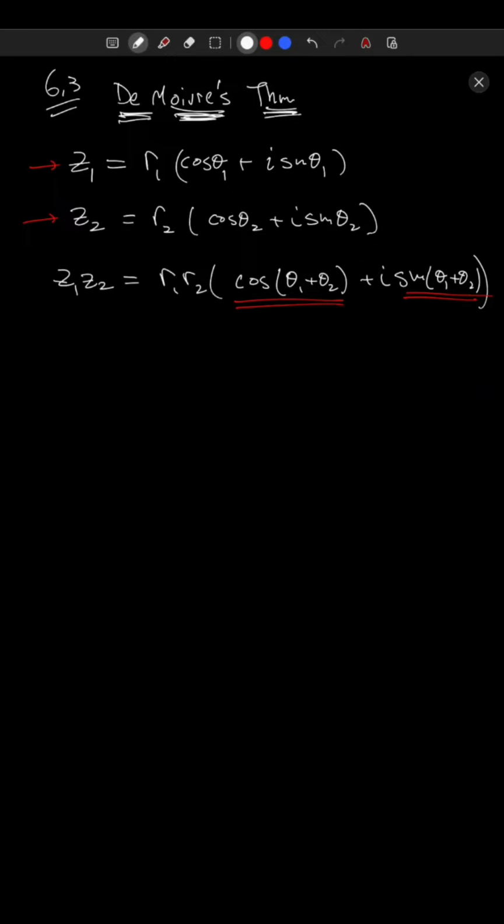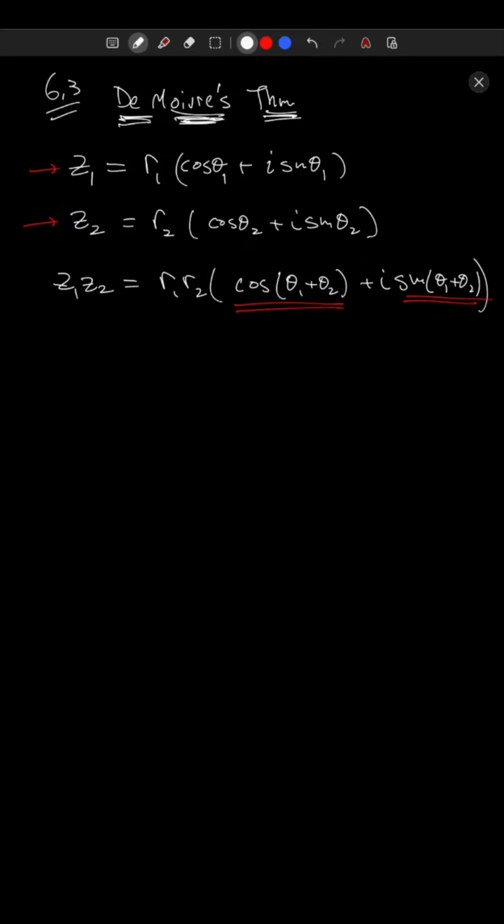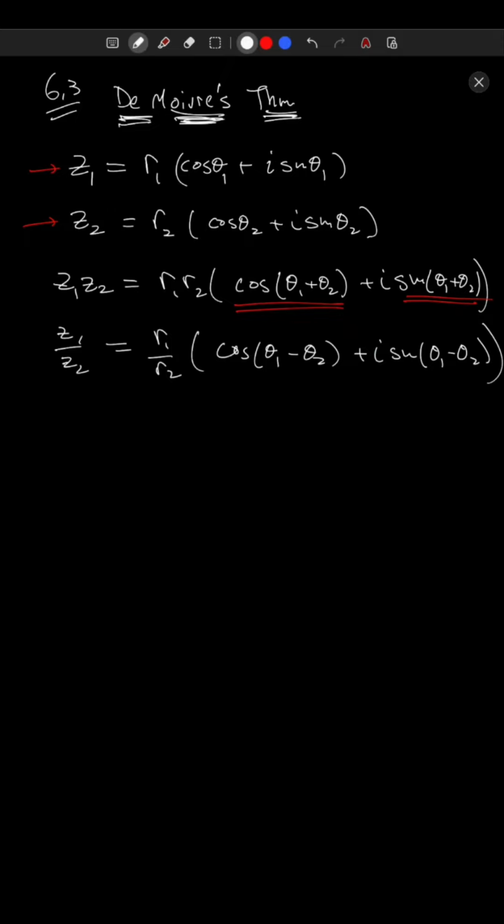All right. So of course we had a similar result with division, right? z1 over z2 would have been r1 over r2 times cosine of θ1 minus θ2 this time, plus i sine of θ1 minus θ2. So this was very nice in terms of the computational aspect of products and quotients of complex numbers.